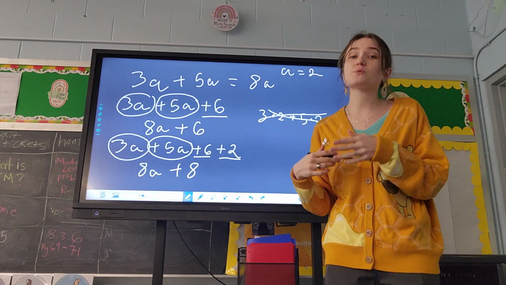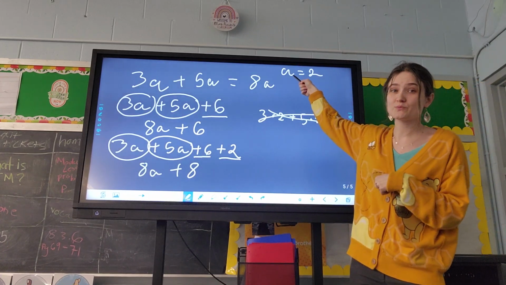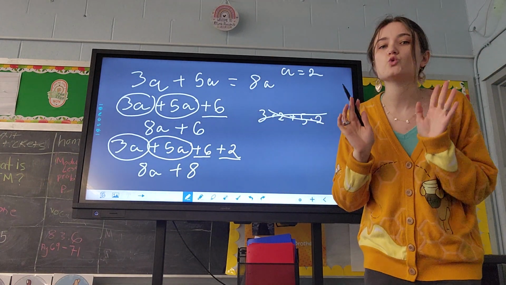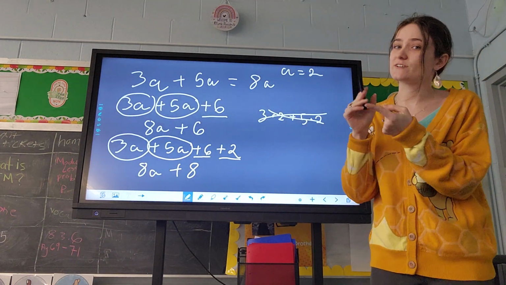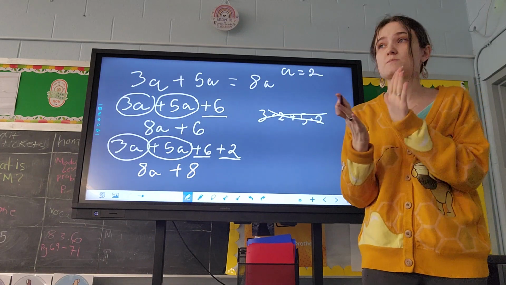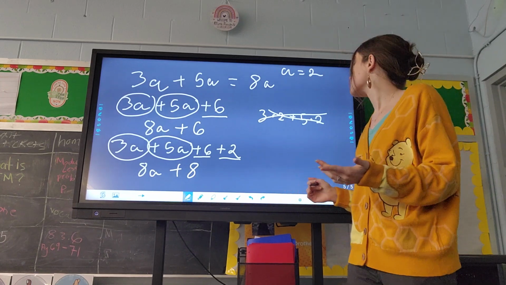And you have to make sure you read the instructions because they may not always provide you that a equals 2. So if you're just jumping in and being like, oh, I know what to do. No, you don't. Read the instructions. If it does not give you a numerical value for the variables, combine like terms first. This should always be your first step so that you avoid mistakes.